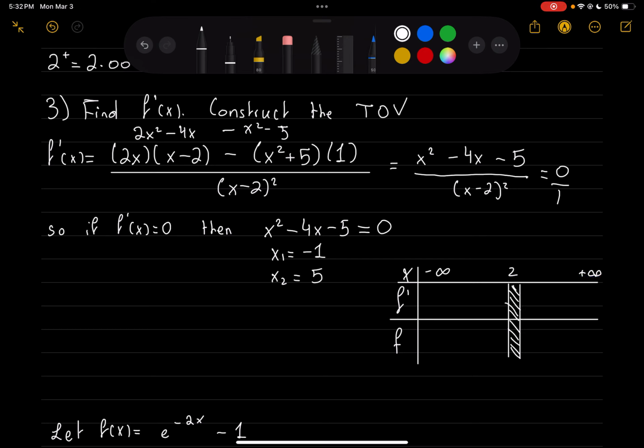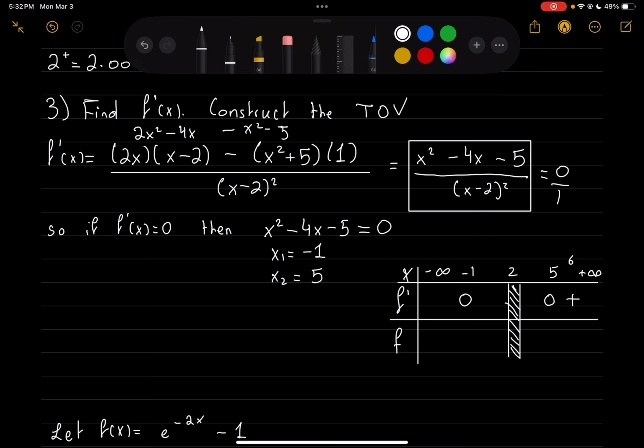Now we can place the critical points. So we have a critical point at negative 1, and we also have a critical point at 5. So we know that f prime becomes 0 at these two critical points. Now we need to find the sign for f prime. In order to find the sign of f prime, we can just find a number between 5 and positive infinity. We can choose, for example, 6. If you plug 6 into f prime, you're going to notice that it gives a positive answer.